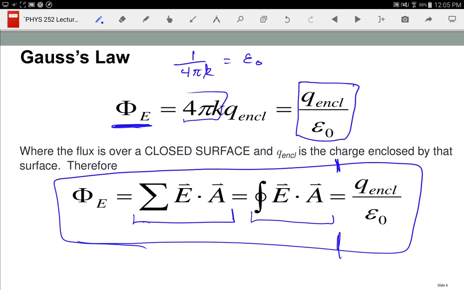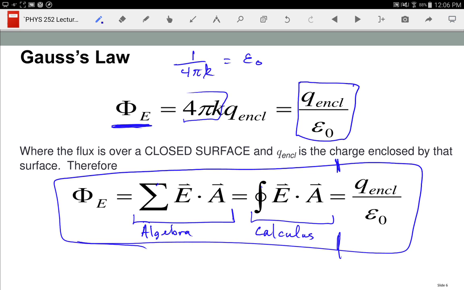So what's the difference in the algebra version and the calculus version? Here's the algebra version, and here's the calculus version. How do those two symbols relate? Imagine there's no circle on there. How do those two symbols relate? Okay, one is summing over finite pieces, and one is summing over infinitesimal pieces. So they're both summations. And then we have E dot A.